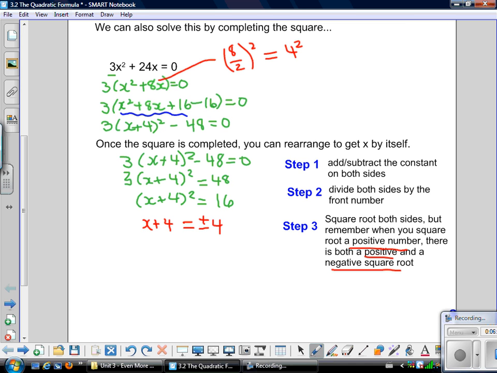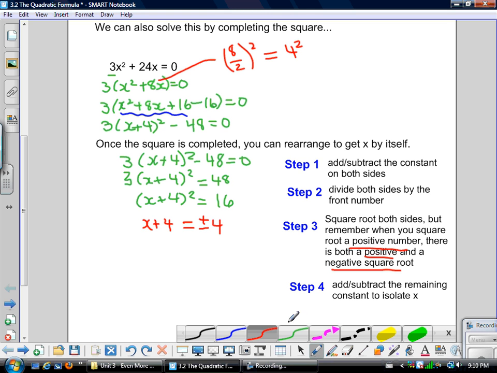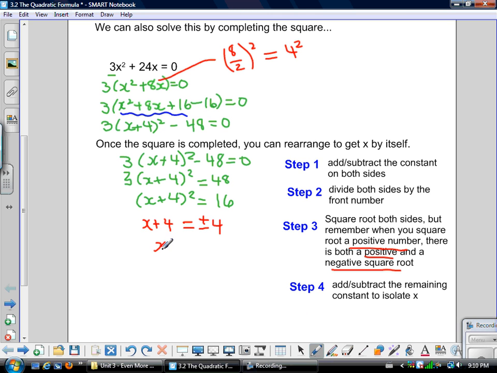Now, not quite the final step, we need to add and subtract the remaining constant to isolate x. The remaining constant here is a positive 4, so I need to subtract 4 from both sides. So I have x equals, we have a positive 4 here minus this 4, and I'm going to put a comma, and we also have a negative 4, and we're subtracting this negative 4. And when we do that, we get 4 minus 4 is 0, and a negative 8.